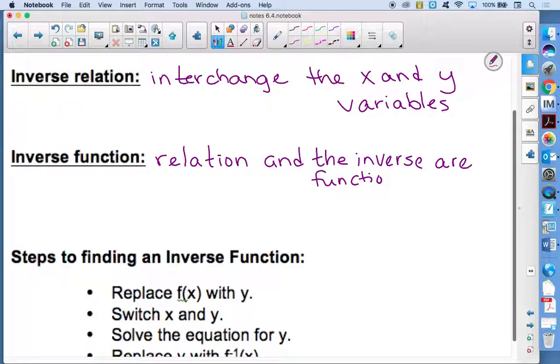For something to be a function, what has to happen? Talked about this last week. So if something's a function, what does that mean? David? Each input has exactly one output.